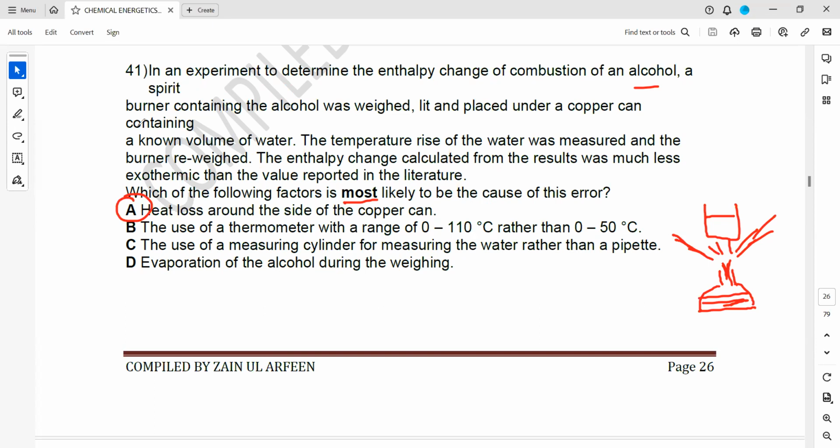Use of a thermometer or a measuring cylinder, or evaporation of alcohol during weighing, those factors are not the most likely. The most likely is the heat loss to the surroundings, as not all of the heat is transferred to the water in the copper can. As a result, the enthalpy change will be lower, because we have the formula E equals c m delta T.